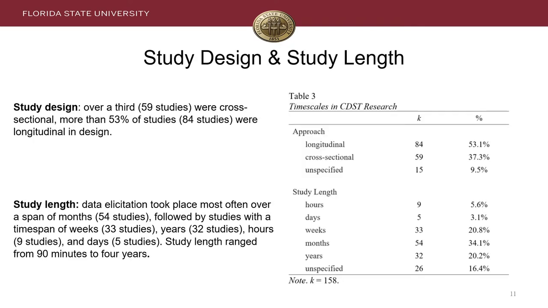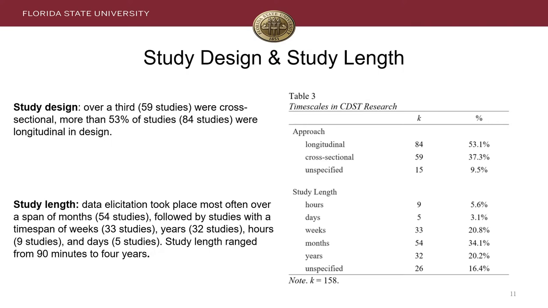Turning to study design characteristics, we looked at the general approach to study design and the timescale of data collection. Over a third of studies were cross-sectional, and more than 58% of studies were longitudinal in design. In relation to the field more generally, this seems to be a higher proportion of longitudinal studies. Looking at study length, data elicitation took place most often over a time span of months, followed by studies with a time span of weeks, years, hours, and days. Study length in this pool ranged from 90 minutes to 4 years. But note that these numbers don't refer to the frequency of data elicitation, but the duration of the study itself.